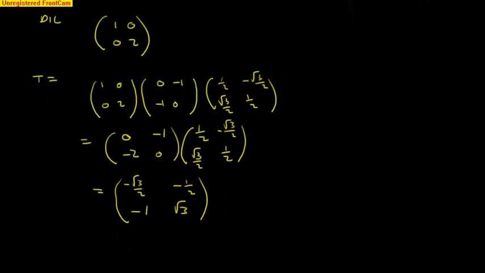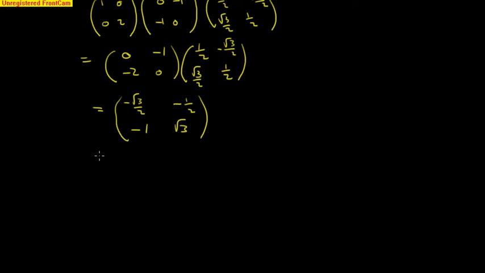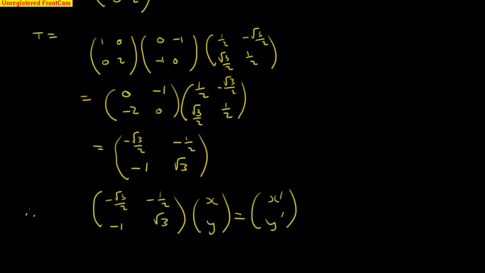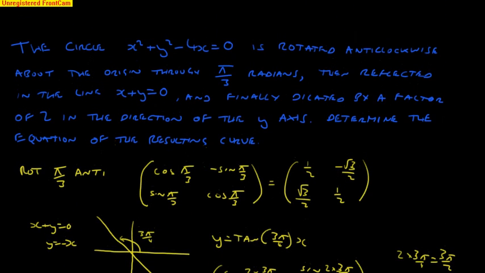So now what we can say is we have, therefore, the matrix negative root 3 on 2, negative 1, negative a half, root 3 times our source will give us our image. And we know something now. What is it we know? I think we know the source. We know the source is this. We've got to find the image.